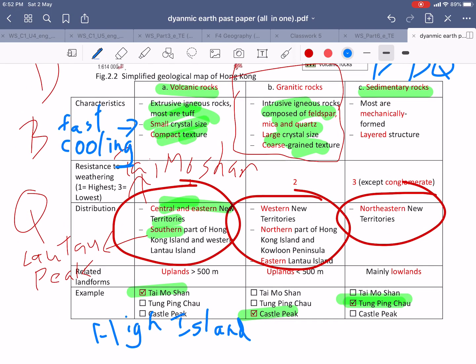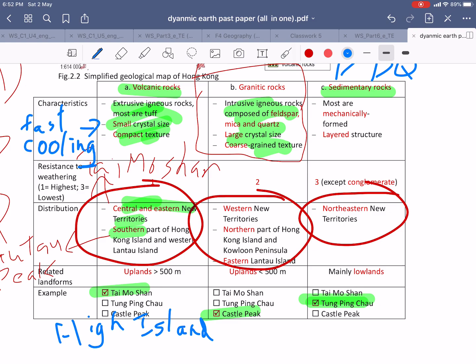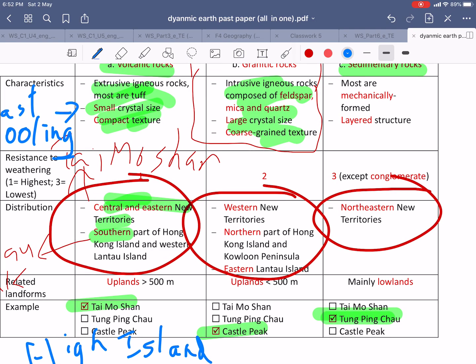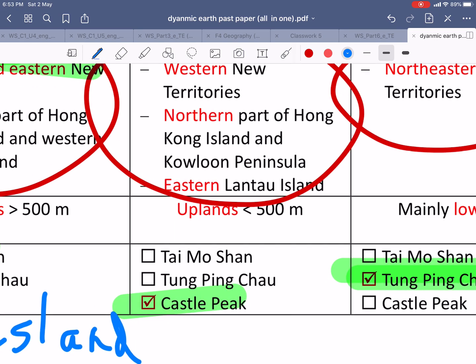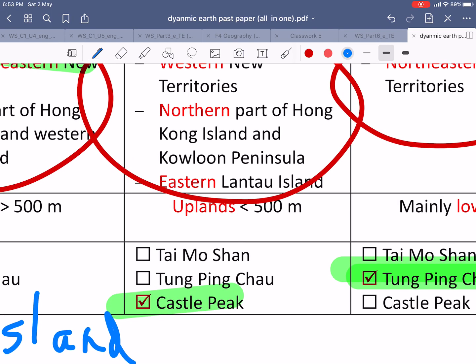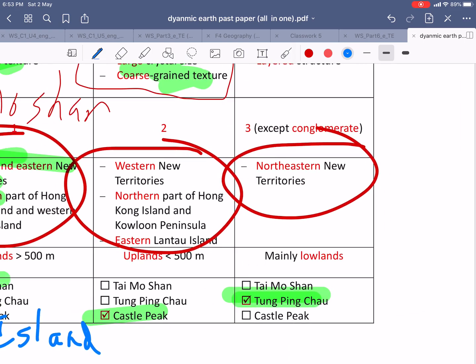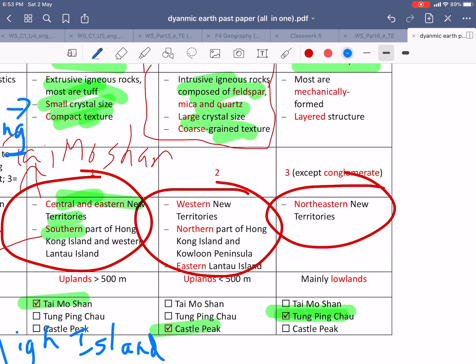So how about granitic rock? Granitic rock, as I said before, is made up of feldspar, mica, and quartz, and the crystal size is large and coarse-grained. And how is it located? Western New Territories, the northern part of Hong Kong and Kowloon Peninsula, and also eastern Lantau Island. It also makes up some hills, for example, Castle Peak. And also Victoria Peak is made up of granite.